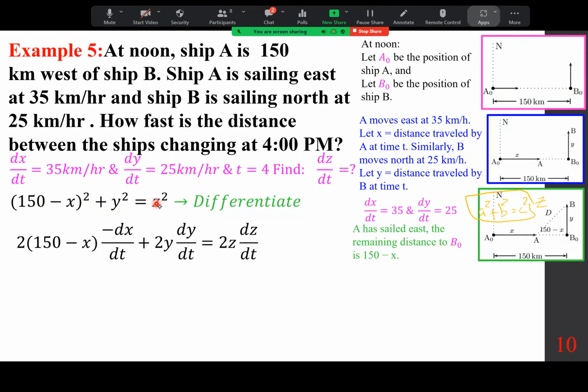Now, what are we plugging in? Well, we have dx/dt, dy/dt, but what is x, what is y, what is z? So now we go to the basic formula, d equals rt. At 4 p.m., x is 4 times dx/dt, 4 times 35. At 4 p.m., y is 4 times 25.